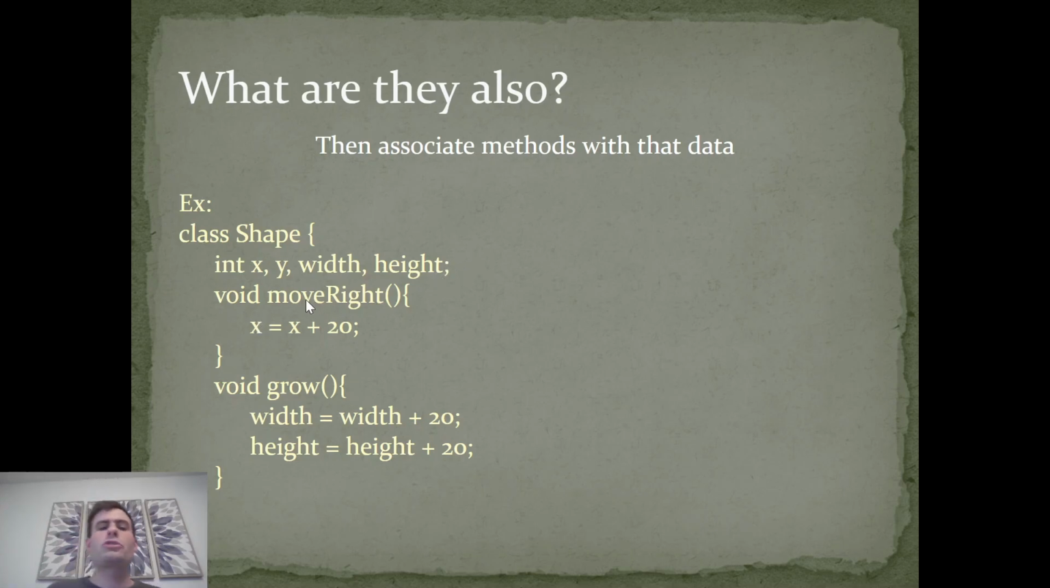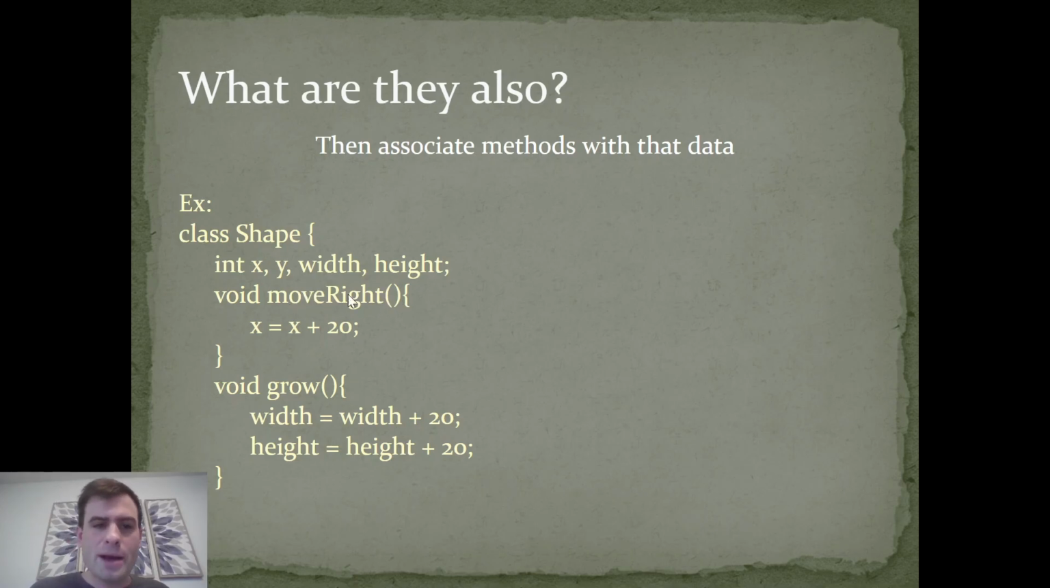And now we're going to create a method for what the shape can do. So some action this shape can take. If it was a car, you might have like a drive method or a honk the horn method. But as far as the shape is concerned, we have these two methods here. We have the first one, which is moveRight.